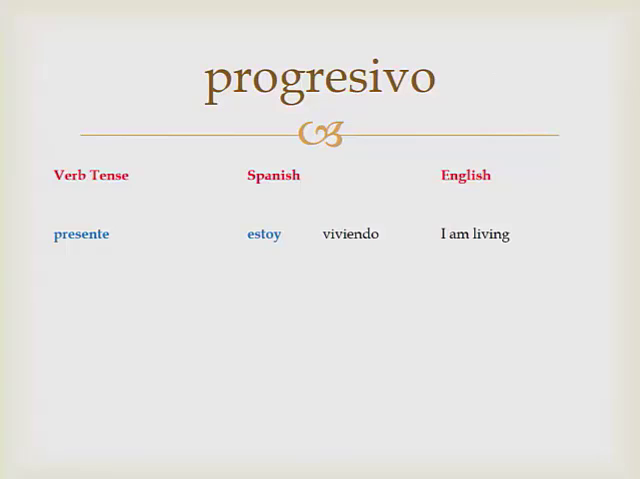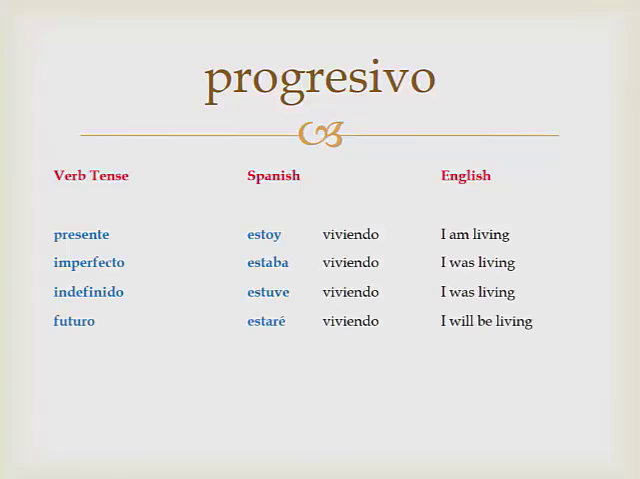The present progressive is estoy viviendo, I am living. The imperfect progressive, estaba viviendo, I was living. The indefinite progressive, I was living for a specific period of time. The future progressive, I will be living. And the conditional progressive, I would be living. So you know 5 ways to put a verb in the progressive tense. Just conjugate the verb estar in whatever tense you want, add the present participle, the ando or the yendo, and you have your progressive tense, the ing form of that.